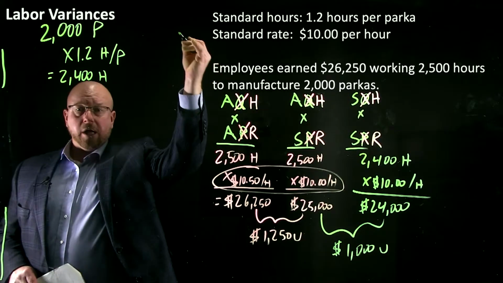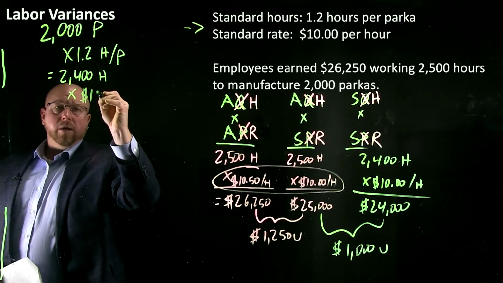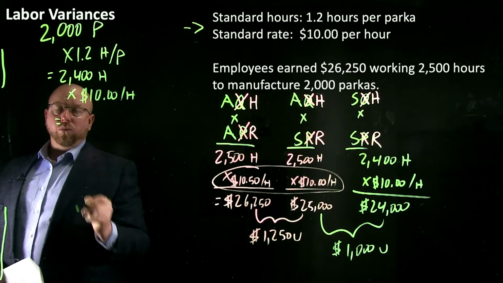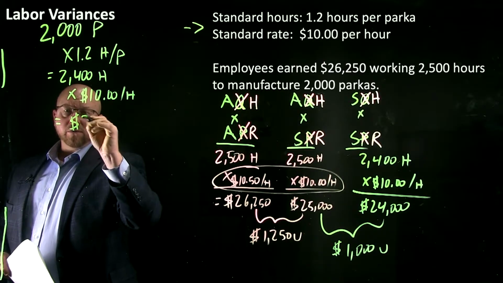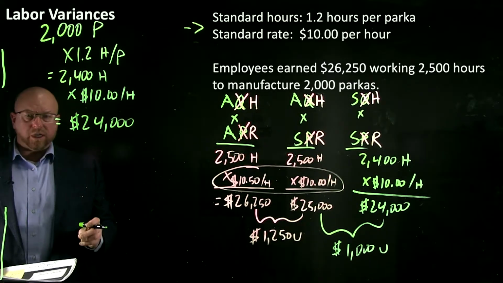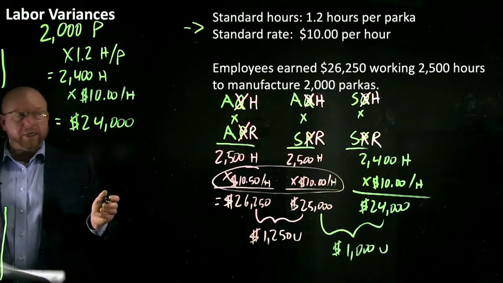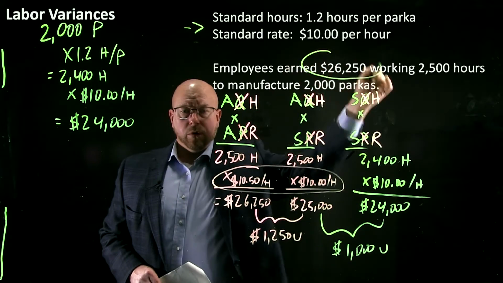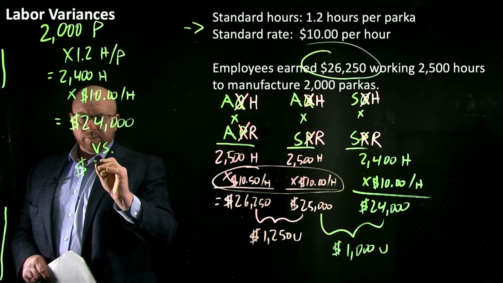And the standard rate up here is $10 an hour. So if that's perfect as well, the math ends up being relatively simple. That's $24,000. That's what we would spend on labor if everything went exactly according to plan. But it didn't. Look at our actual labor expenditure. It was north of $26,000.